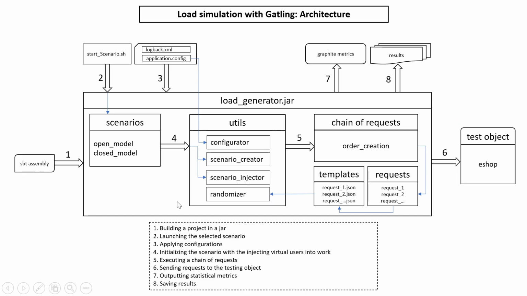Each of the virtual users will execute a chain of requests. To do this, an object has been created that contains the sequence of HTTP requests required to create an order. These HTTP requests are implemented in objects that are grouped in the requests package.